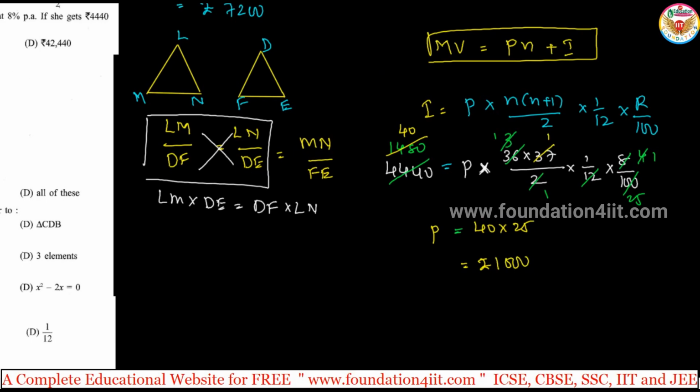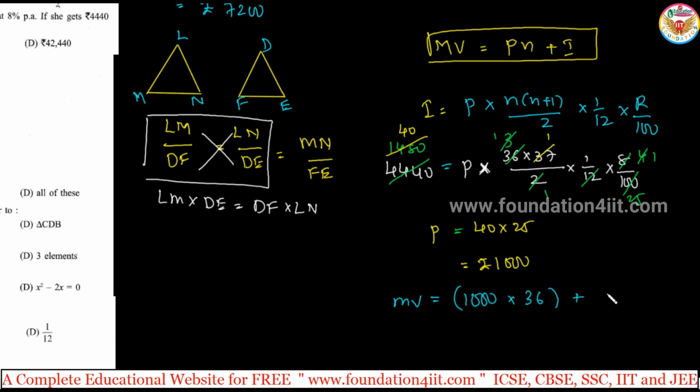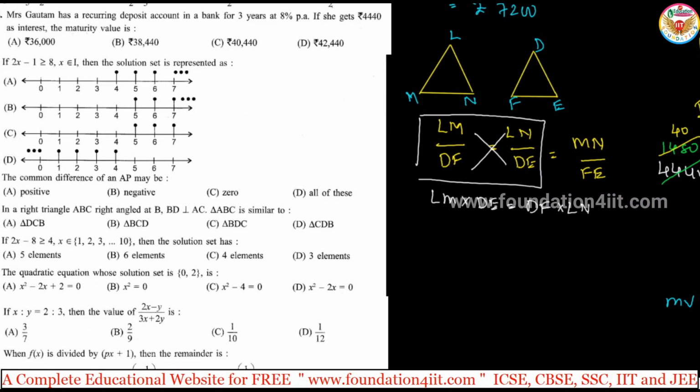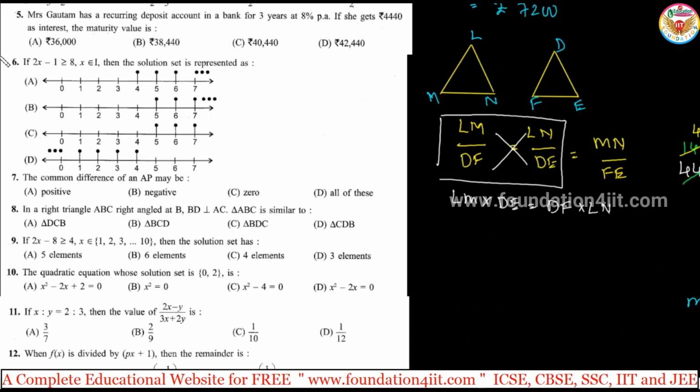Then the maturity value formula is P into n plus interest. So maturity value is equal to P into n: 1000 into n, the number of months, 36, and interest is given, 4,440. 1000 into 36 is 36,000 plus 4,440, so total 40,440. Yes. And sixth one: 2x minus 1 is greater than or equal to 8, x belongs to integers.